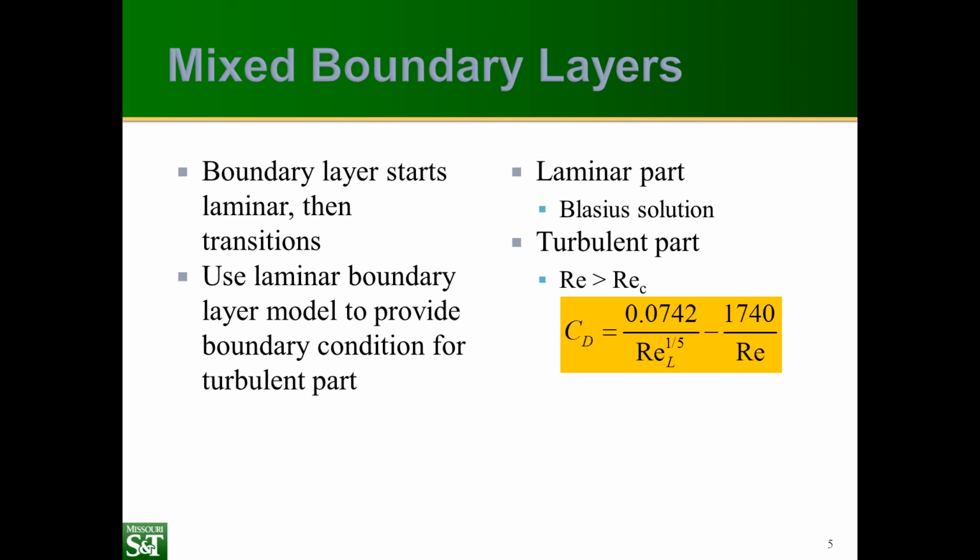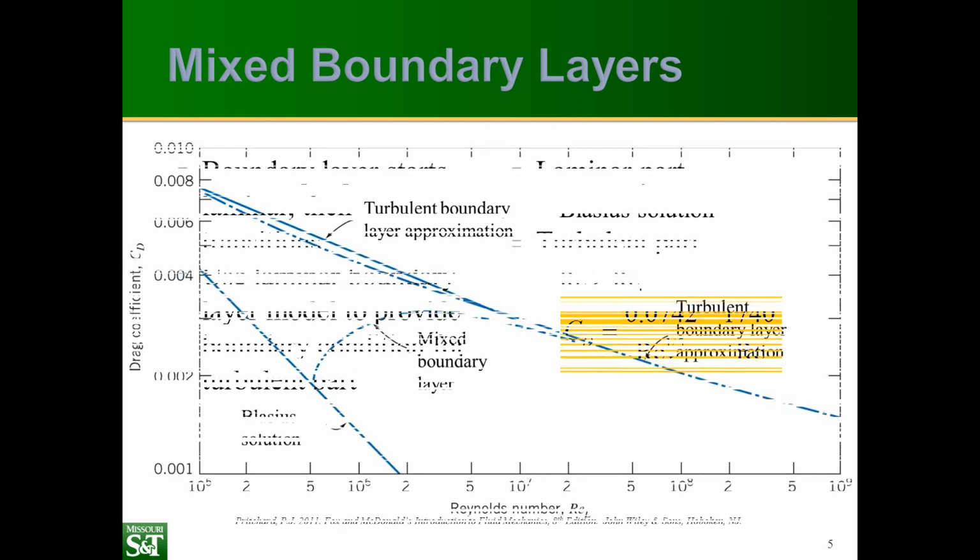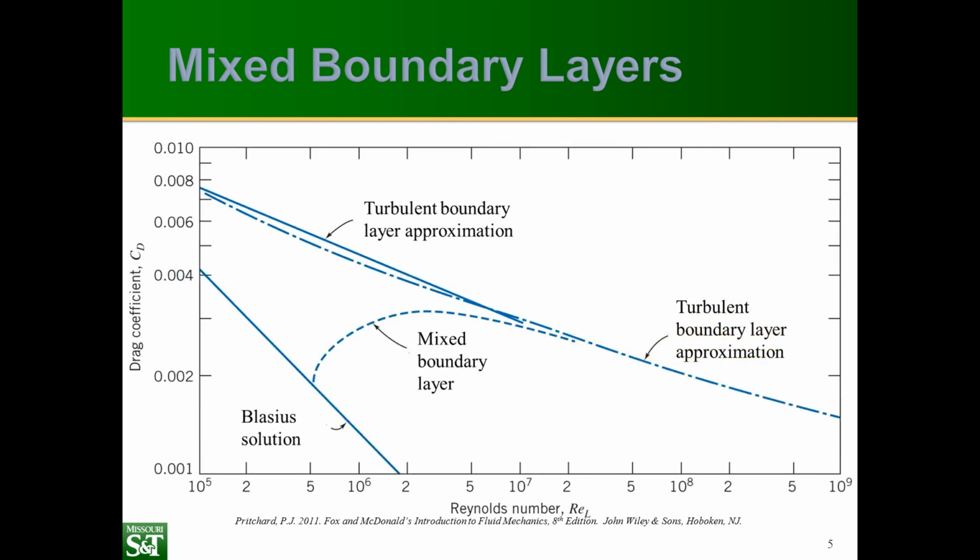And when we do the math, we find out that the drag coefficient can be expressed as a function of Reynolds number, and then we have an additional term for the critical Reynolds number, 1,740 over the critical Reynolds number. And we can actually display this graphically, where we have the Blasius solution here. We also have the turbulent boundary layer approximation from the 1/7 power profile, and then we have this dashed line in the middle that shows the behavior for the mixed boundary layer. And we can develop a model for that transition.